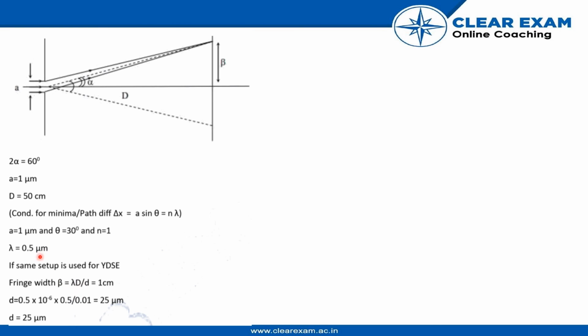Lambda is equal to 0.5 micrometer, hence the value 0.5 into 10 to the power minus 6, and capital D is equal to 50 centimeter, that is 0.5 meter, upon 1 centimeter, that is 0.01 meter, giving the value on calculation 25 micrometer. Hence the answer is d equal to 25 micrometer.